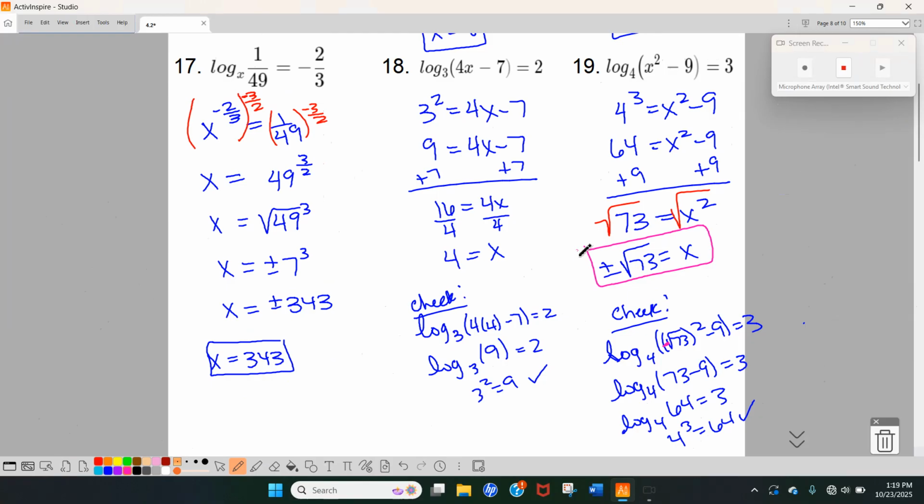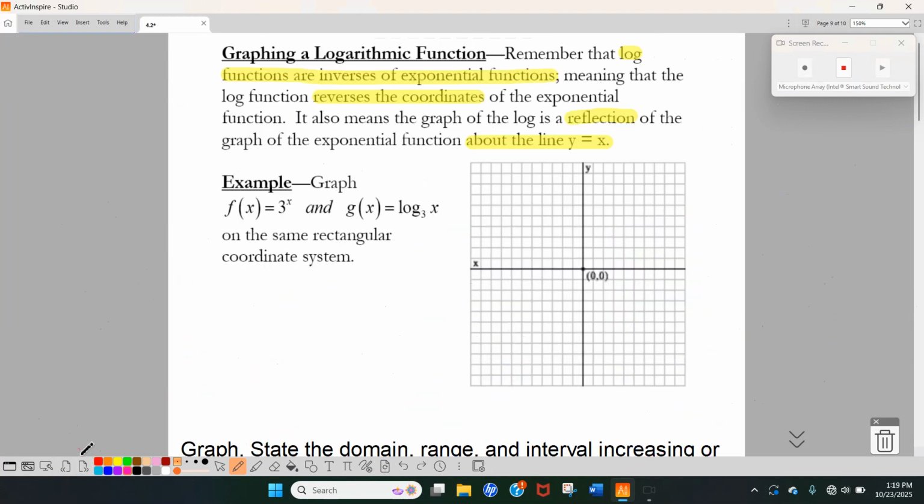All right, so next we have graphing. All right, so remember logs and exponentials are inverses of each other. That means that you can graph a log by reversing the coordinates of an exponential, and they should be reflections of each other over the line y equals x. So this first time I'm going to graph an exponential and a log to kind of drive home the point of what's in that paragraph. And then beyond that, I'm going to show you what needs to be done on a test.